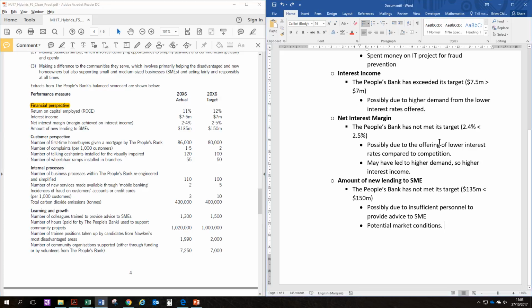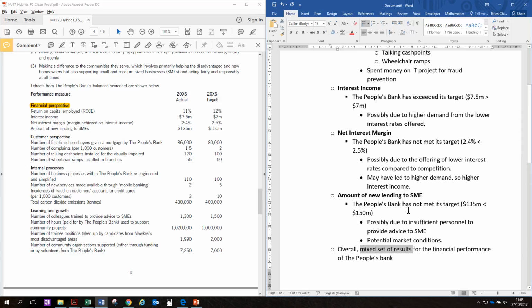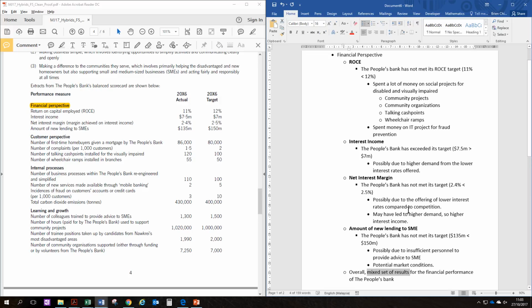So what's our conclusion for the financial perspective? Our conclusion is overall it is a mixed set of results from the People's Bank. Okay, you have ROCE, which is no target, interest income exceeded, net interest margin no target, SME lending no target. So only this one has exceeded its target. Okay, so that's for the financial perspective.